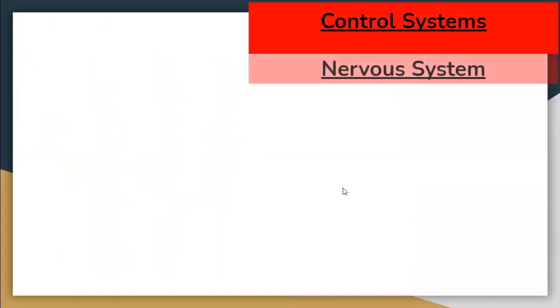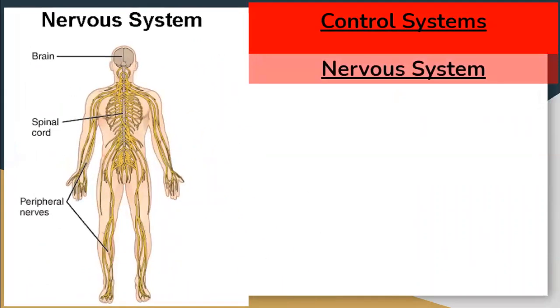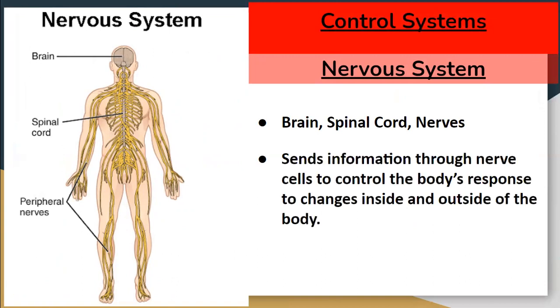So there are control systems. One of the control systems is your nervous system. That includes your brain, your spinal cord, and your nerves all over your body. These send information through the nerve cells to control the body's response to changes inside and outside of the body. So if you touch a hot stove, your nerves will tell your brain and your muscles to get your hand away from that fast.